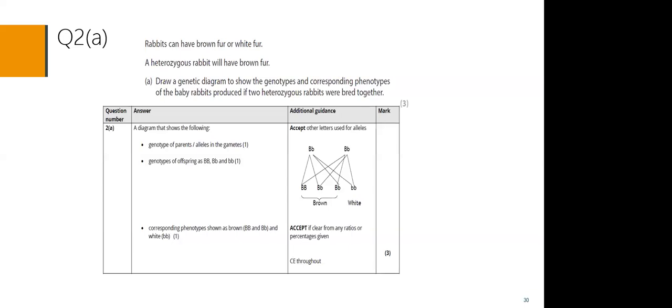So you have to draw a diagram. It says a diagram. Candidates have to draw a diagram. And in the diagram, they've got to show the genotypes of the parents or the alleles in the gametes, genotypes of the offspring, and then the corresponding phenotypes to match the genotypes that are given. So you have got 4 of those questions. If you could mark them again and put the marks into the chat box, please.